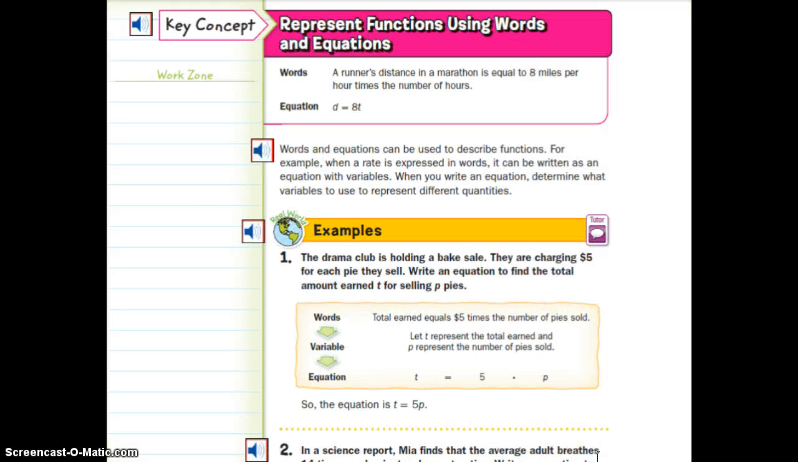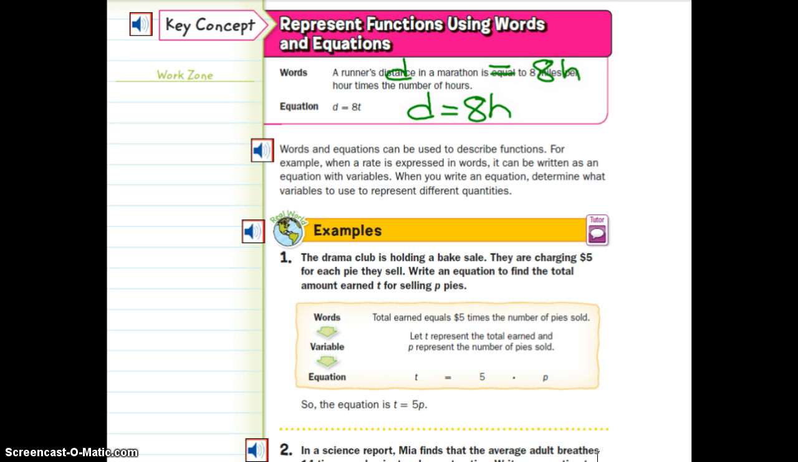Alright, so now we're going to represent functions using words and equations. A runner's distance in a marathon is equal to 8 miles per hour. Distance is equal to 8 per hour. Equal to 8. I don't know why they used a T. I would use an H for hour.